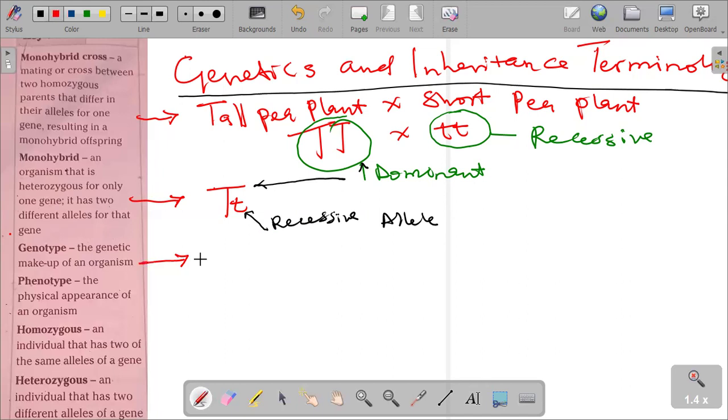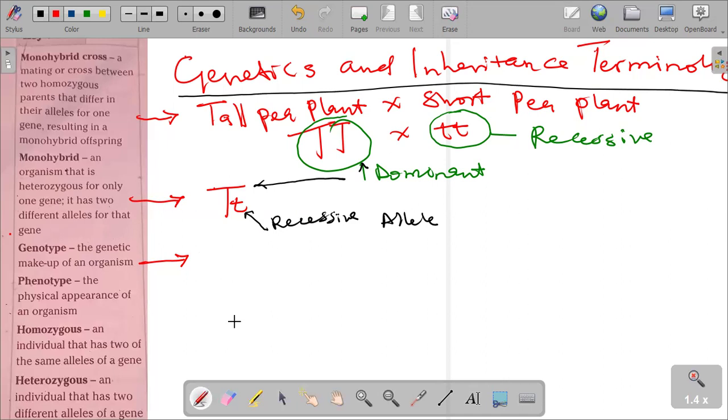What do we mean by the genotype of an organism? The genotype of an organism is the genetic makeup of an organism. The genetic makeup is in the blood. What we mean is that the genotype cannot be seen by eyes.